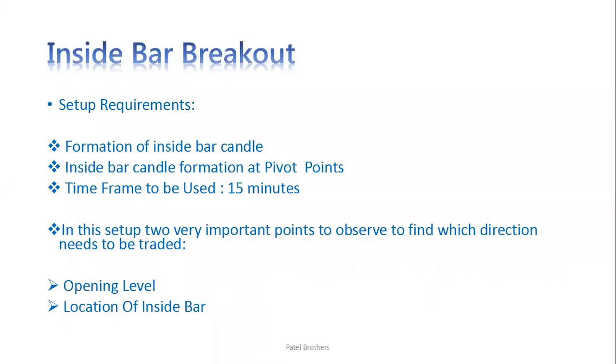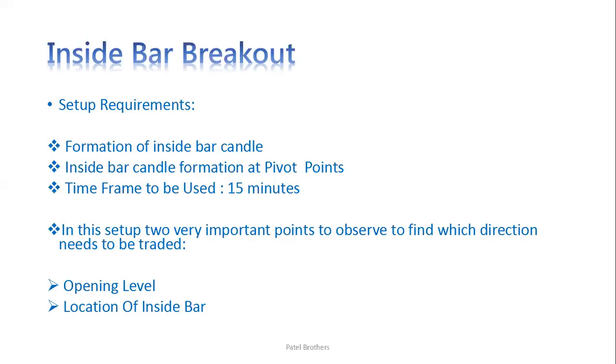S3 and R3 are very risky. Even though S3 and R3 are mentioned in this setup, we don't do trend following after R3 and S3. So in this setup, there are two very important points to observe to identify in which direction we have to trade. What are they? The opening level of the particular stock and the location of the inside bar.